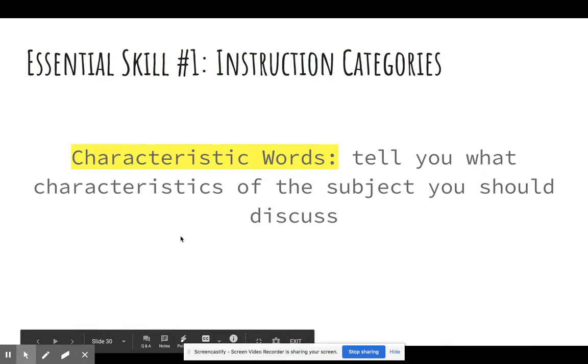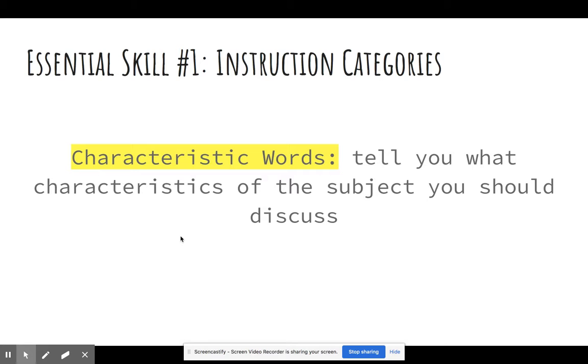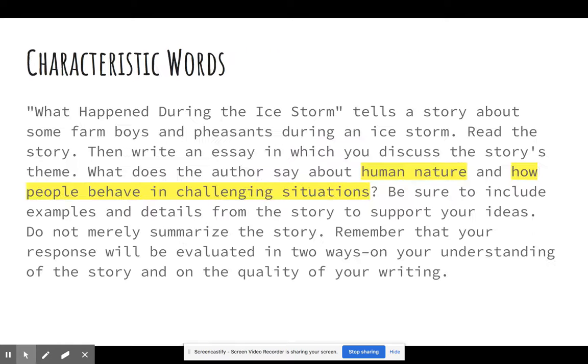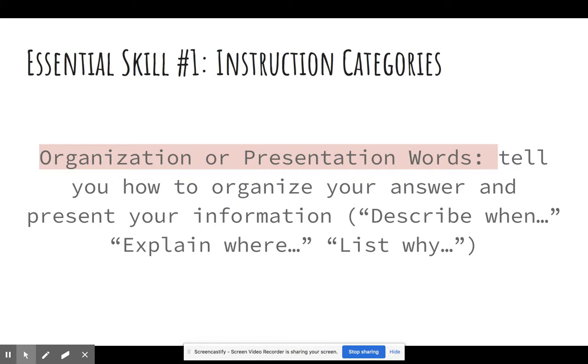Next are characteristic words. These tell you what characteristics of the subject you should discuss. In this case, that would be human nature and how people behave. So again, topic is theme. I'm talking about 2 different things, human nature and then how people behave in challenging situations.